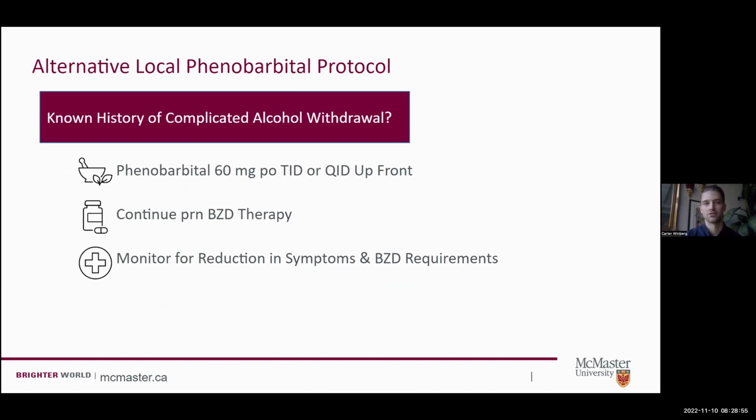Another example of an alternative to that would be, some people will recognize the high risk features of someone who has previously had delirium tremens, previously had alcohol withdrawal seizures, or had difficult to manage alcohol withdrawal, and then use PO phenobarbital upfront at a higher dose, so it would be 60 TID or QID, and then you can implement your PRN benzodiazepine therapy and follow that same type of protocol as you walk through. So I think these are things to consider about how we could add these into our practice as internists, not deferring only to the addictions team, and how we would want to generate our own protocols for phenobarbital.